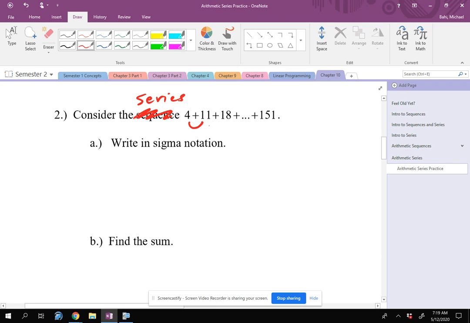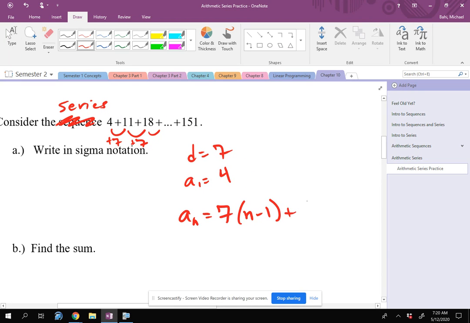So let's see. Each one is going up by 7. So we know it's arithmetic. Okay. So the common difference is 7 and a sub 1 is 4. Then the equation for this would be a sub n equals the common difference, which is 7, times n minus 1 plus a sub 1. So there's your equation right there.